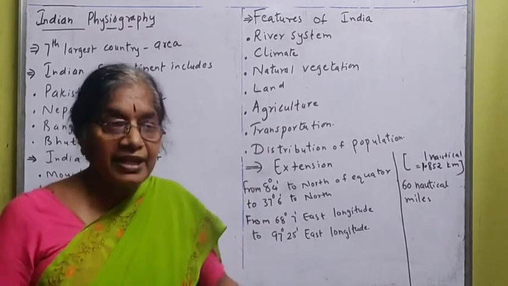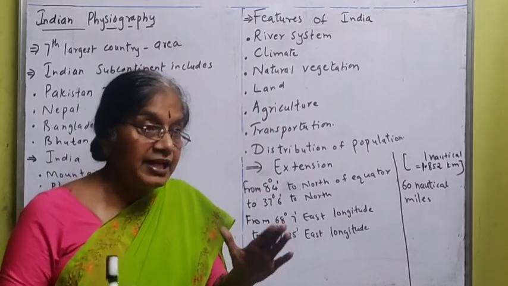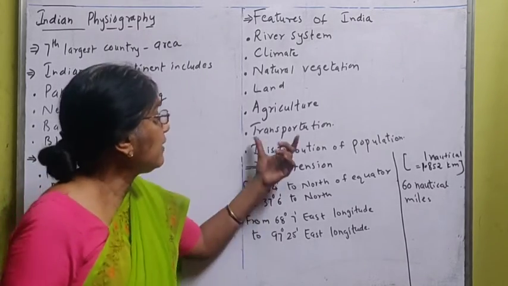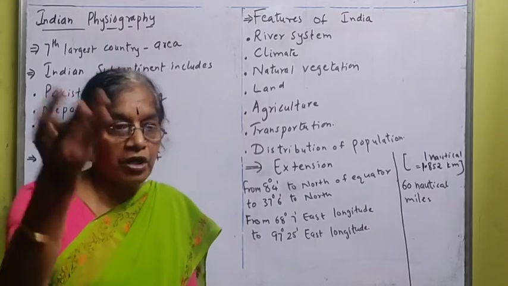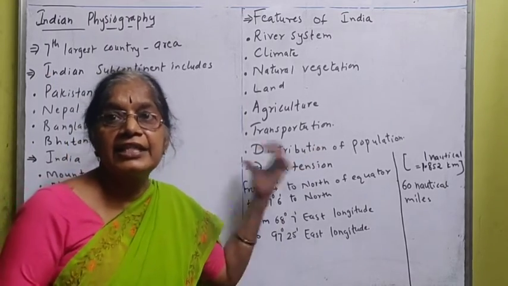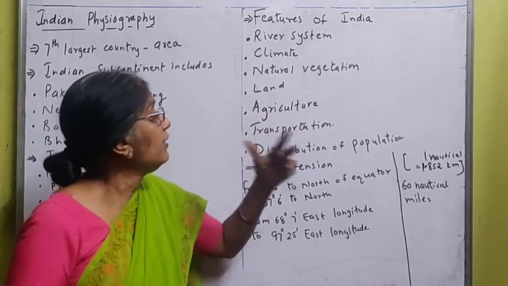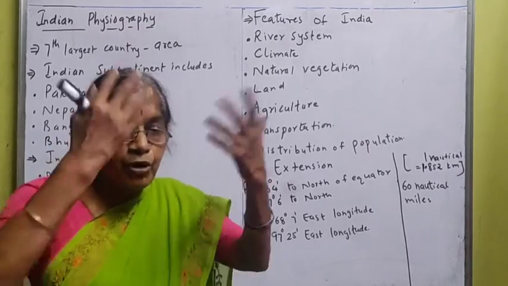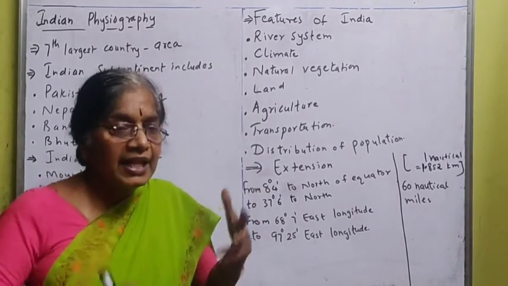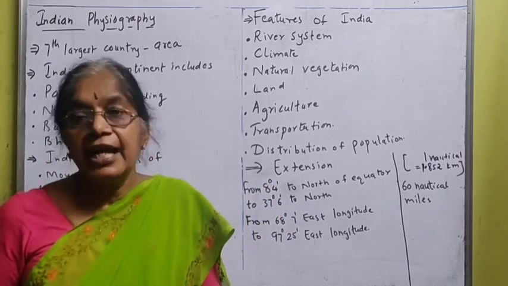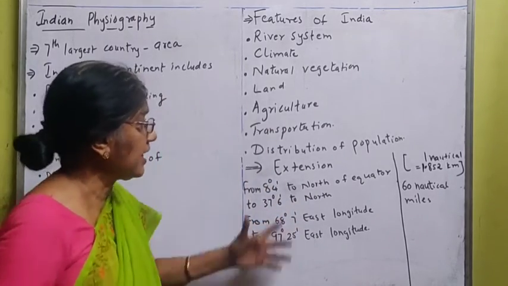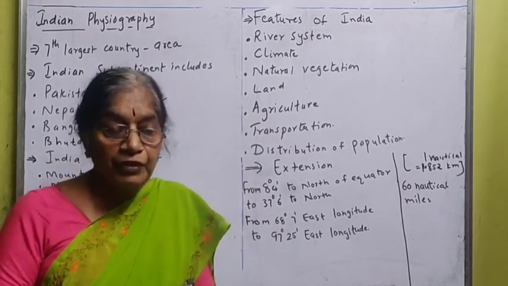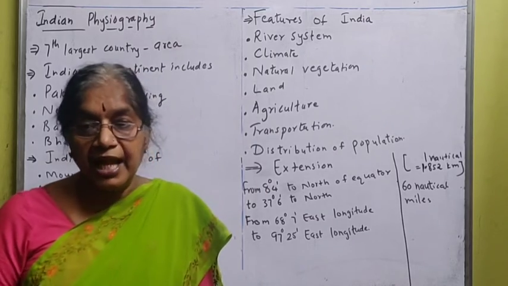And the land part. Agriculture: we say India is an agricultural country. Agriculture is the main occupation of India. Then transportation: roadways, waterways, airways. We are connected internally to the important cities and externally with the important countries through airways, waterways and also landways. And distribution of population. In whole India the population is there, and we know we are second highest in population after China.